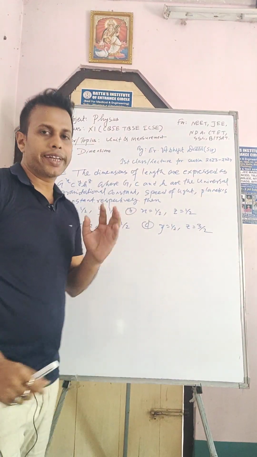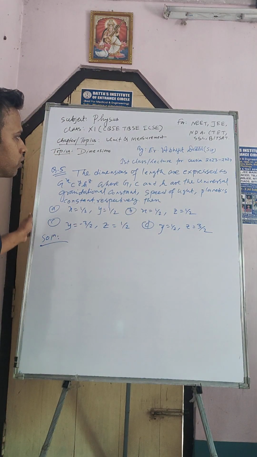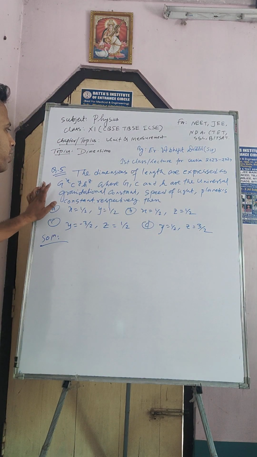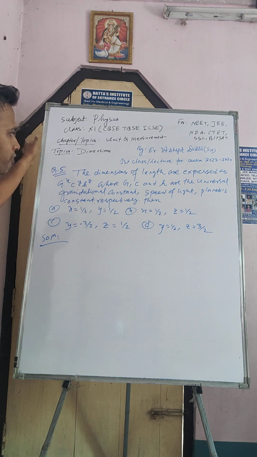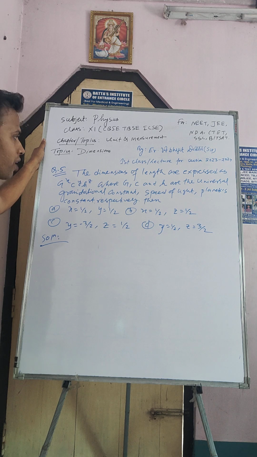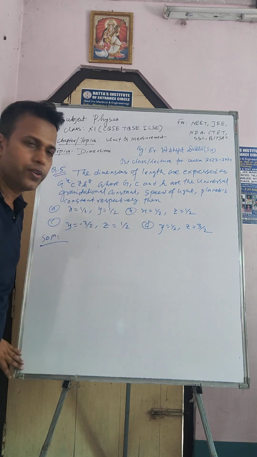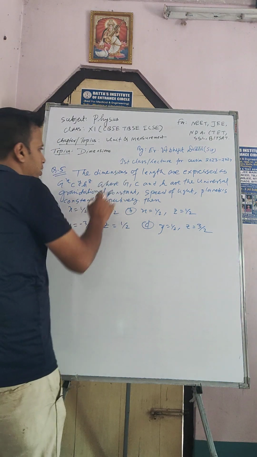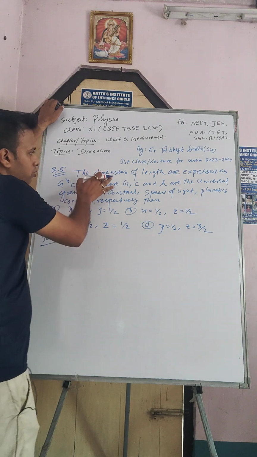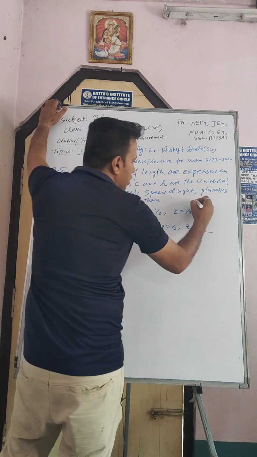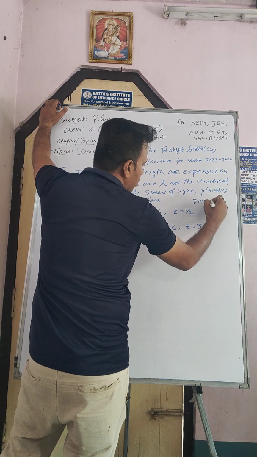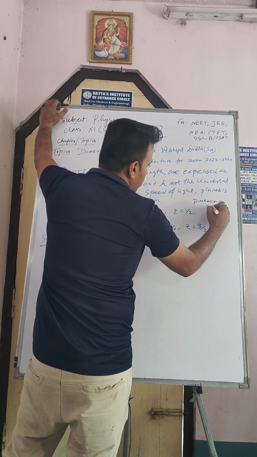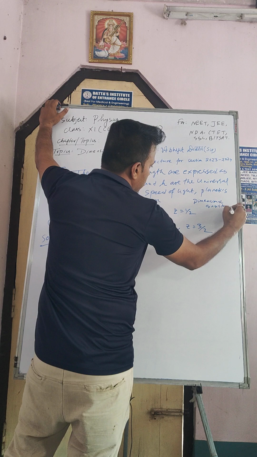So students, our next question, that is question number 5. The dimension of length is expressed as G to the power x, c to the power y, and h to the power z, where G, c and h are the universal gravitational constant, speed of light, and Planck's constant respectively. Then we have to find out which option is matching here. This topic is from dimensional analysis, or dimensional consistency.